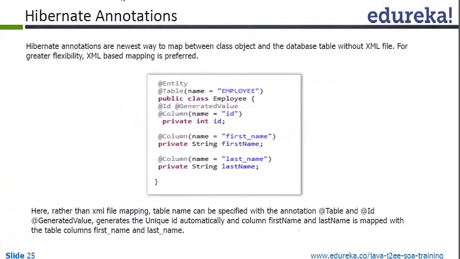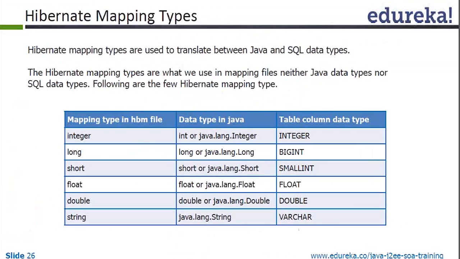Annotation we will cover later on, just for now leave it. These are the types which Hibernate supports. For numerical you can say integer, long, short, float, double, string. These are the types which Hibernate supports.